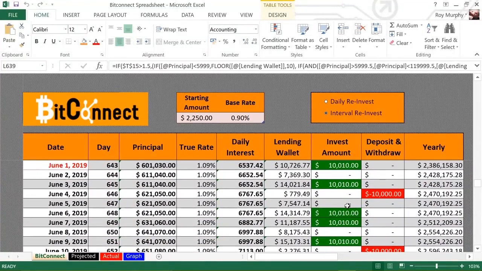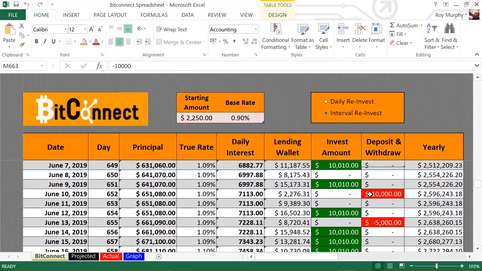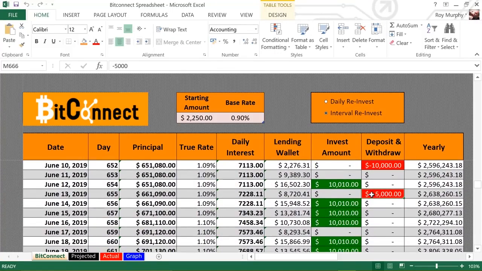Look here, June the 4th, 2019, $10,000. June the 10th, $10,000 plus 5. Oh, I haven't been greedy this month. There's a reason. $25,000 I've taken in June in 2019. I have a yearly income of 2.6 million.